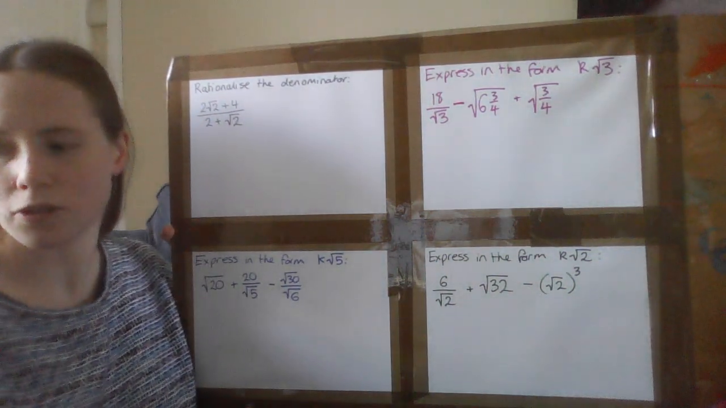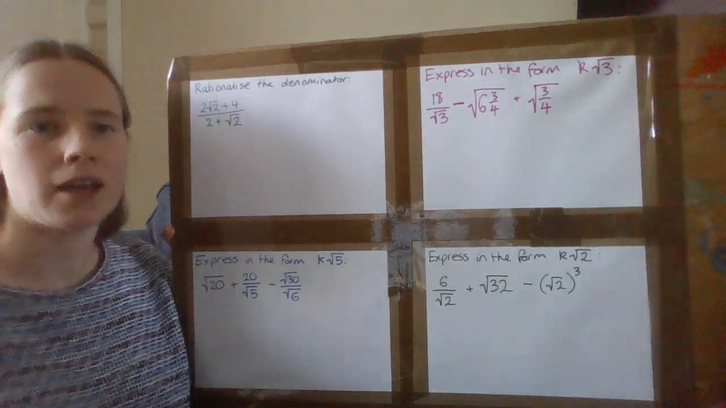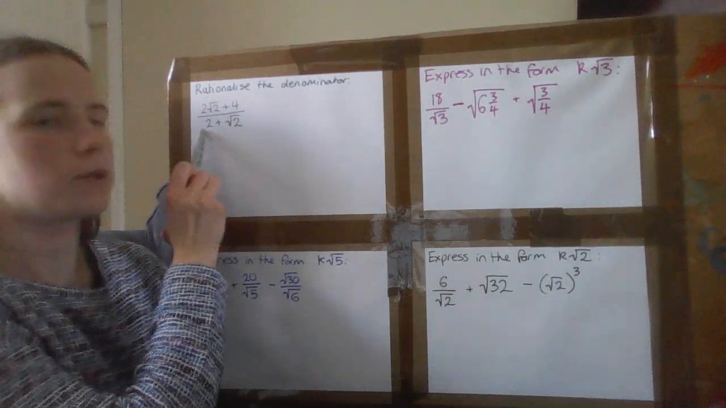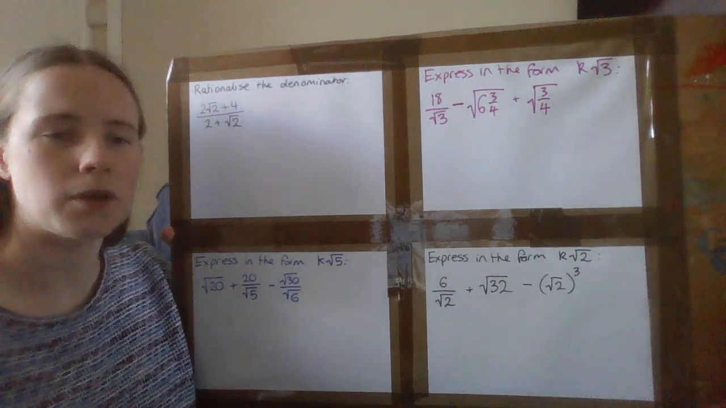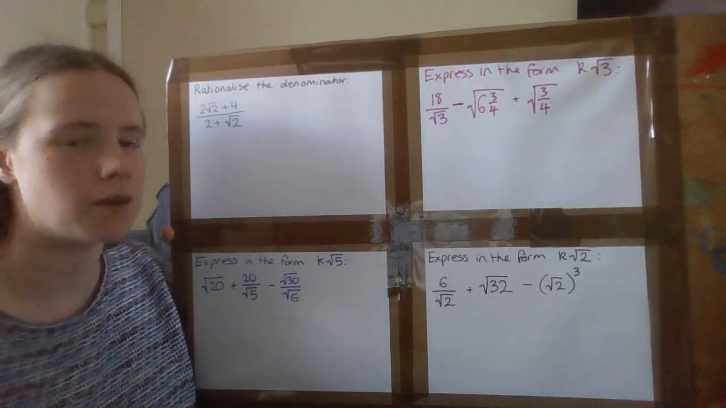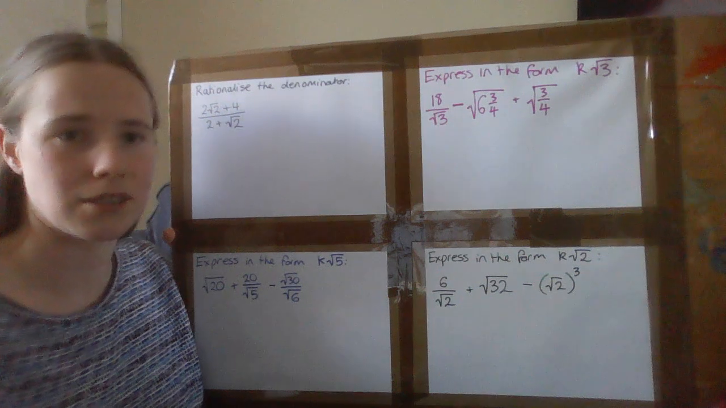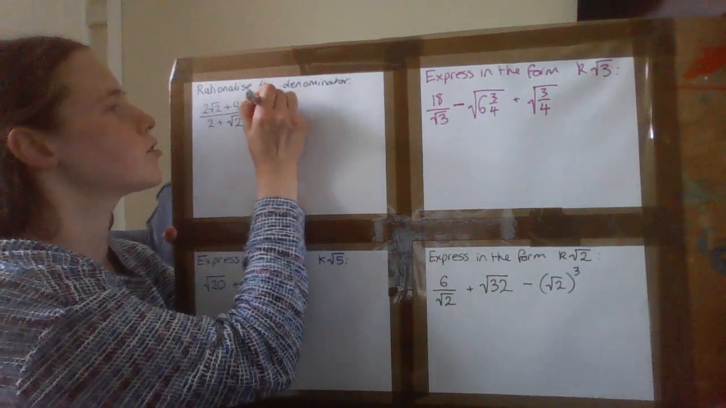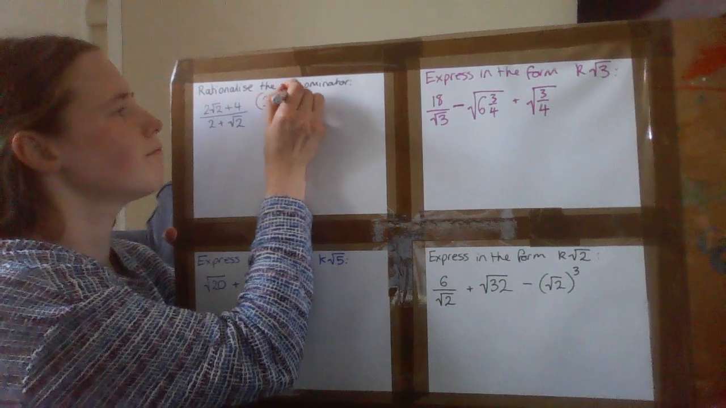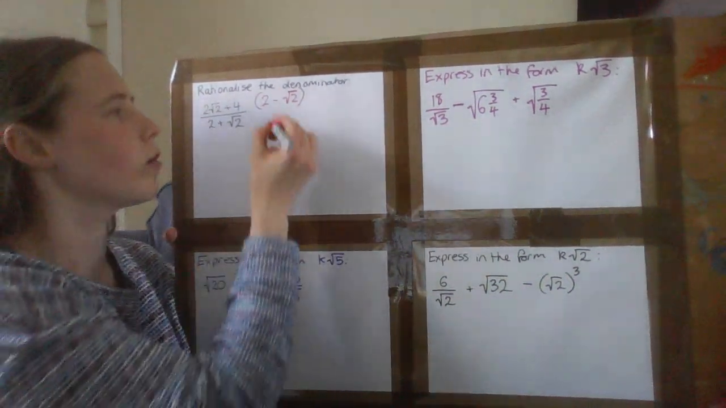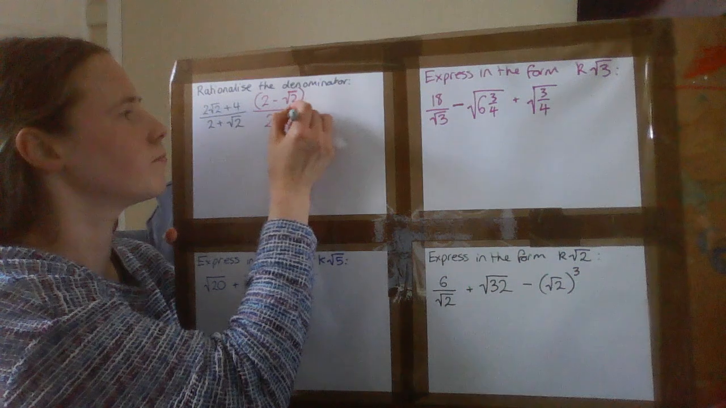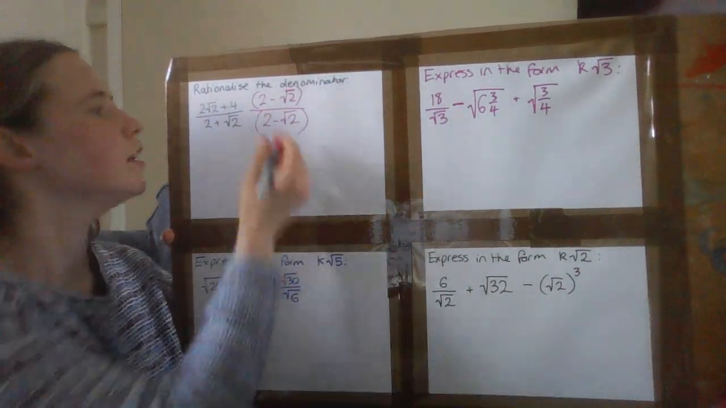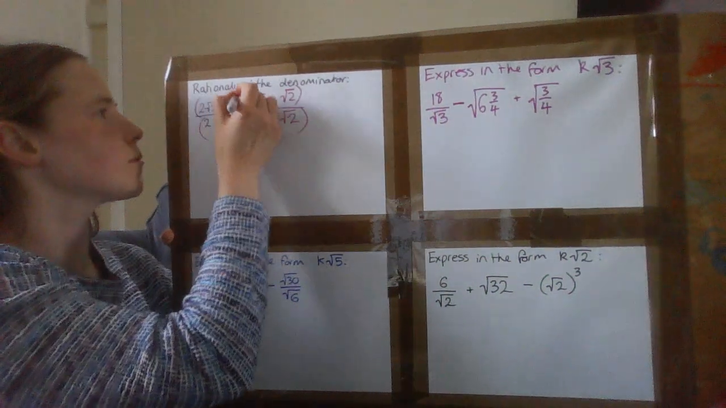You're going to have to use the difference of 2 squares in order to get this to an integer. So using the difference of 2 squares, I'm going to times the top and the bottom of the fraction by the complement of 2 plus root 2, which is 2 minus root 2. So it looks exactly the same, but just with a minus in the middle rather than a plus. So I'm going to times the top by 2 minus root 2, and I'm putting brackets around it to show that I'm multiplying by the entire thing. So I'm going to put brackets on the bottom as well.